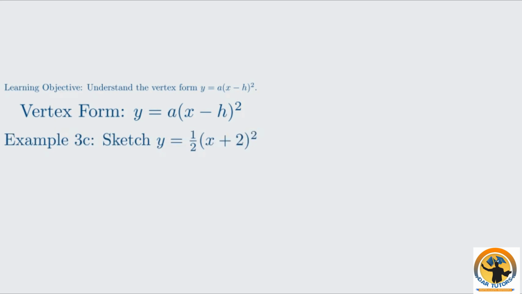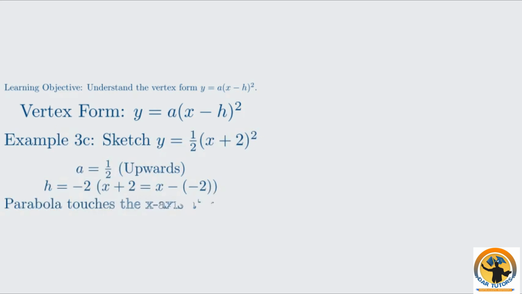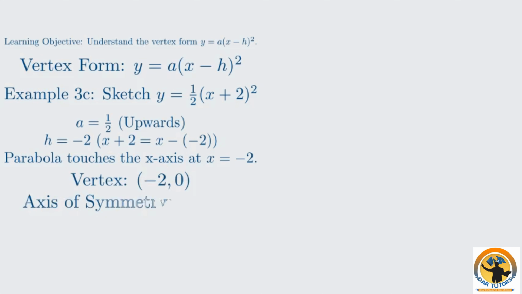Sketch y equals 1/2 times the quantity x plus 2 squared. Here a equals 1/2. Since it's positive, the parabola opens upwards. And h equals -2 because x plus 2 is the same as x minus -2. This tells us the parabola touches the x-axis at the single point x equals -2. This single point is the vertex. So, the vertex is at (-2, 0).